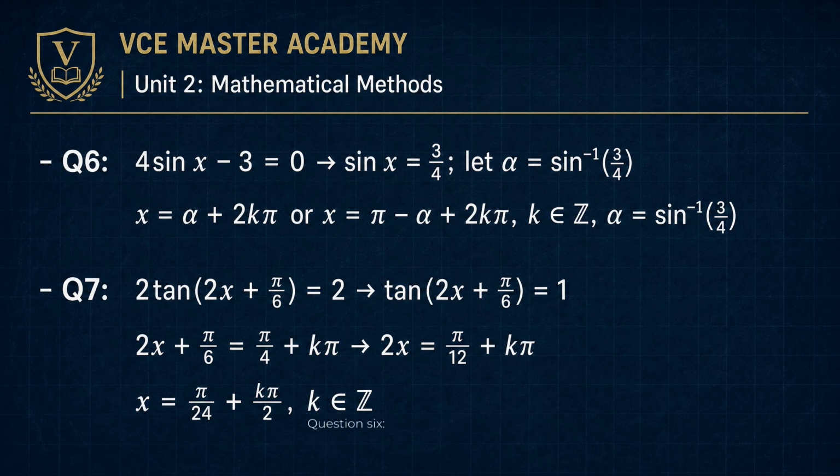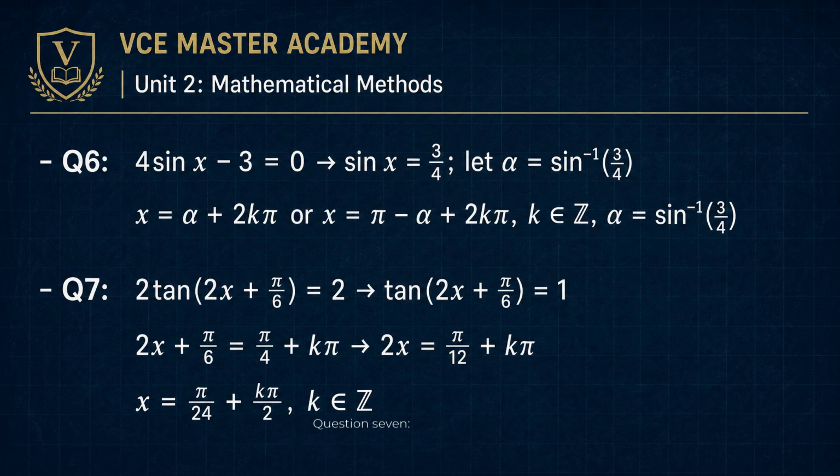Question 6. 4 sine x minus 3 equals 0. So sine of x equals 3/4. Not an exact angle. That is fine. Name it. Alpha equals sine inverse of 3/4. Copy the family. X equals alpha plus 2k pi, or pi minus alpha plus 2k pi. K is any integer. Alpha stays a symbol.